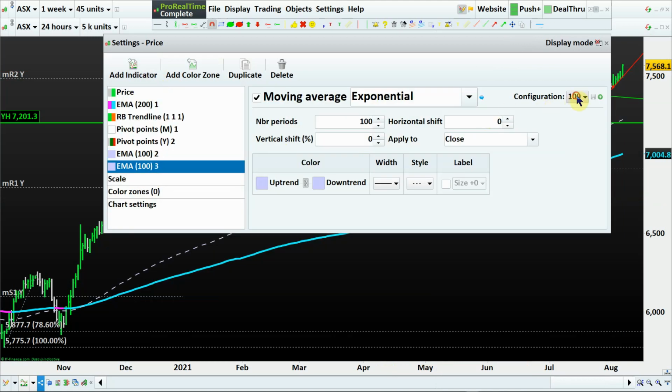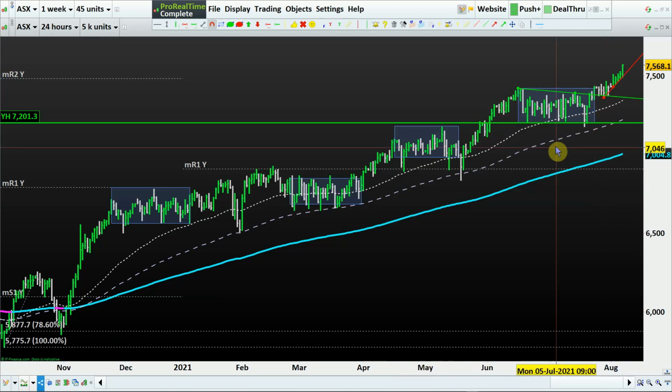Let's see the order, angle, separation. So this is 50, and this is 100, and this is 200. Is the order correct? First is order. Why is the order correct? Because 50 is above the 100 and 100 is above the 200. See, simple. Order, angle, is the angle the same?